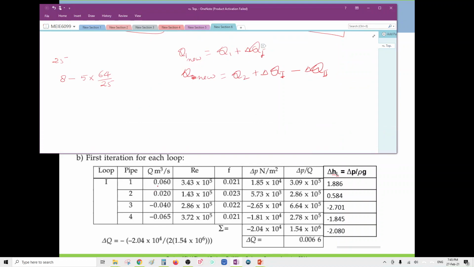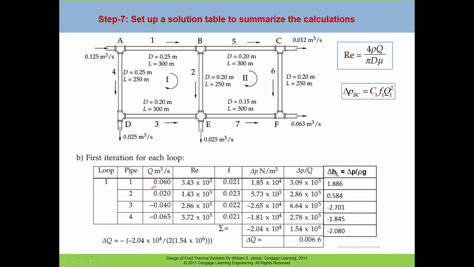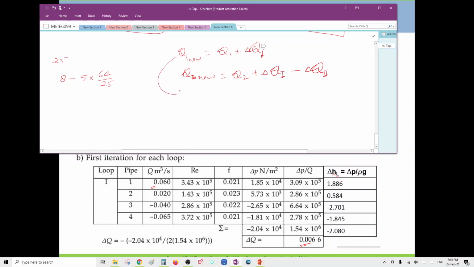In loop 1, my Q1 is 0.06, and my delta Q is 0.0066. So what will be my new Q here? Q1 new equals 0.06 plus 0.0066. So my result is 0.0666, and if I keep the accuracy up to 3 digits, this is 0.067, rounding off the last digit. This is my Q1.